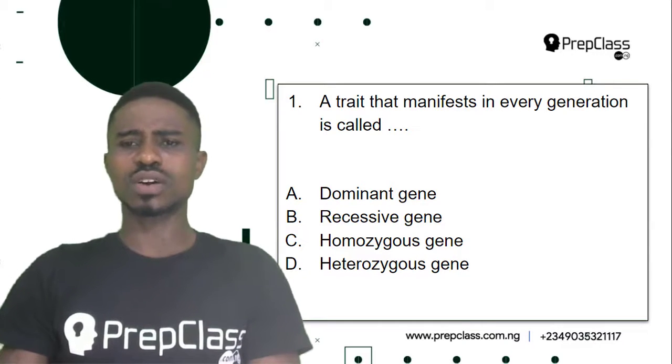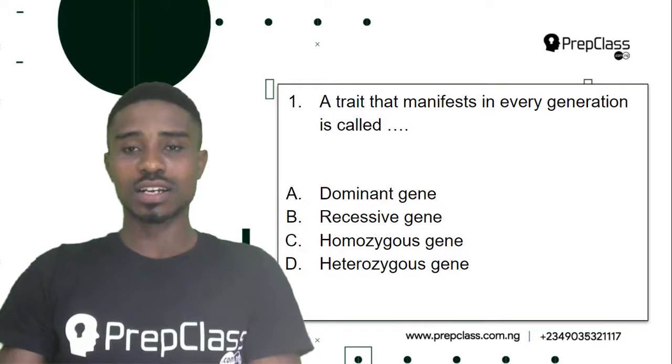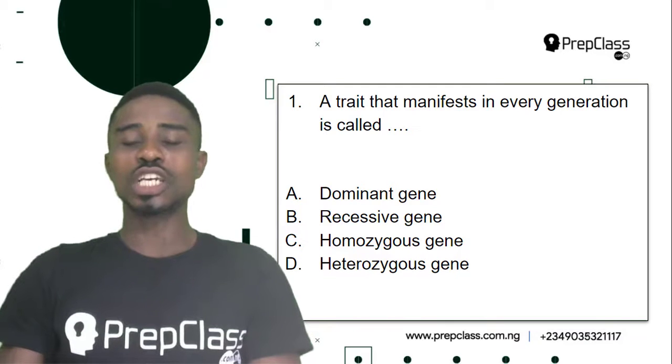Now, our question is asking on a trait that manifests in every generation. First, a trait is a character that is inherited by the offspring from its parents. So, what is responsible for a trait? What exactly is responsible for a trait is the gene. So the gene the offspring inherits from his or her parents determines his or her trait or character. And we know gene to be the basic unit of inheritance. So gene determines what kind of character an offspring would inherit from his or her parents.